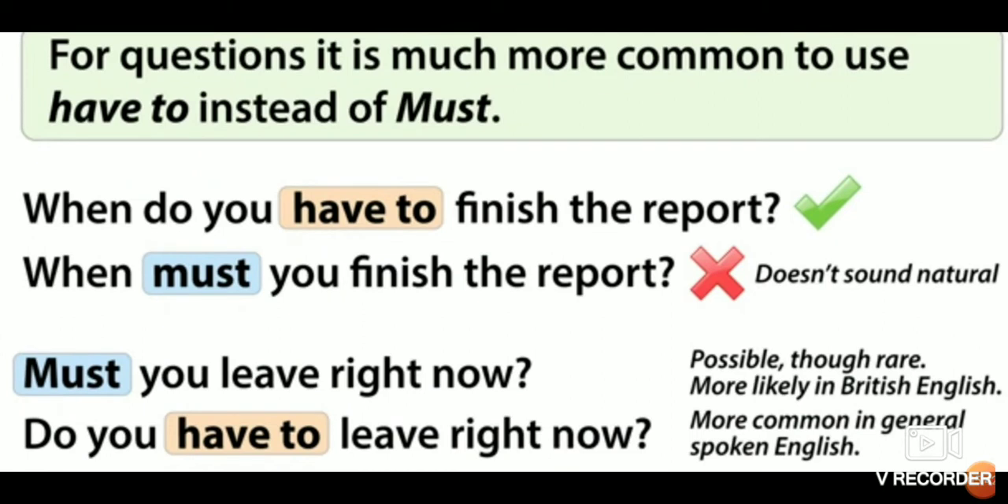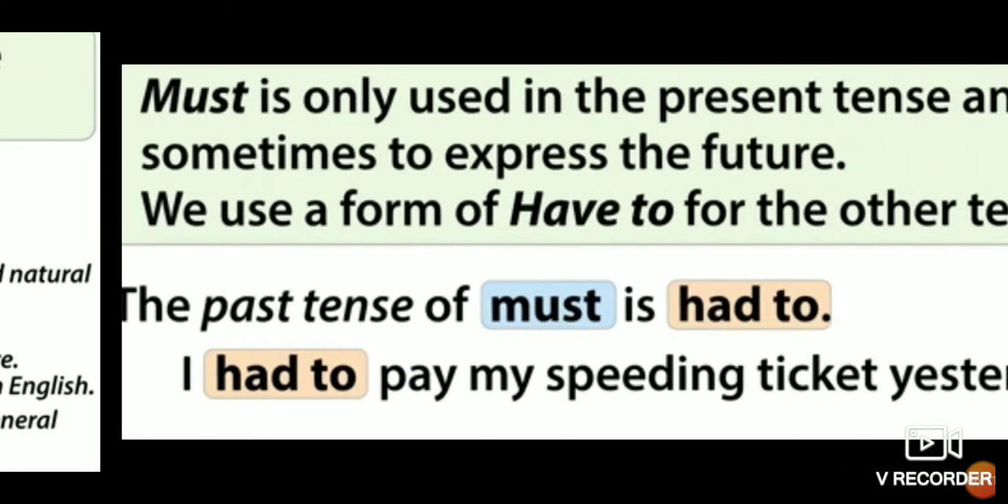Now for questions, it is much more common to use have to instead of must. Suppose we are asking some question, then instead of must, have to is more suitable. Okay. When do you have to finish the report? It is correct. When must you finish the report? It is wrong. Now, must you leave right now? Do you have to leave right now? Getting all of you the differences?